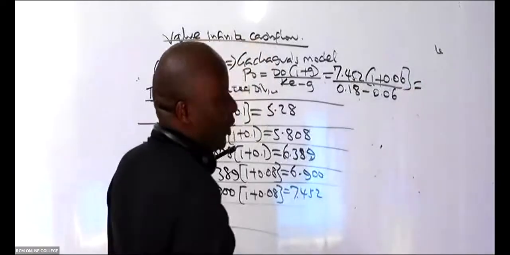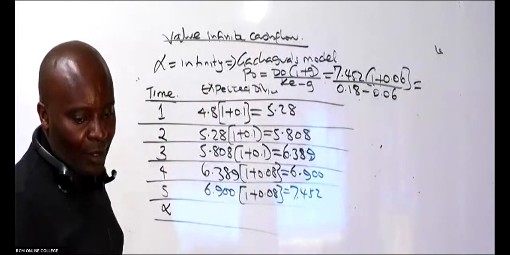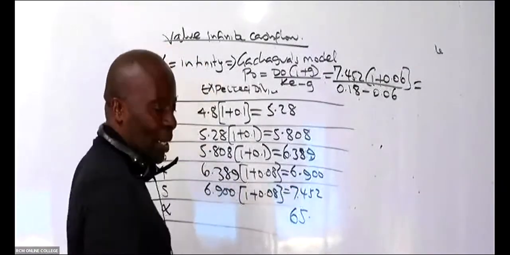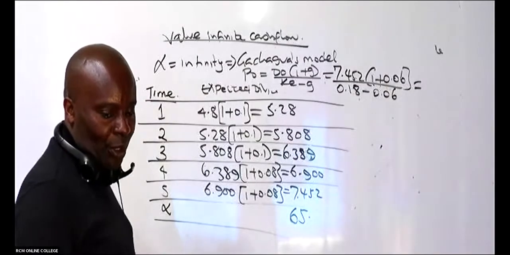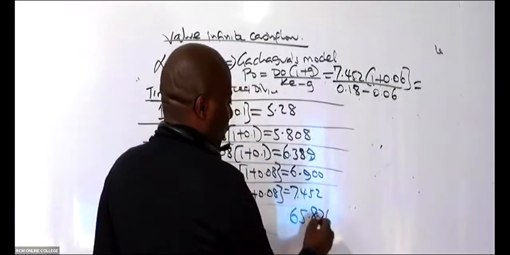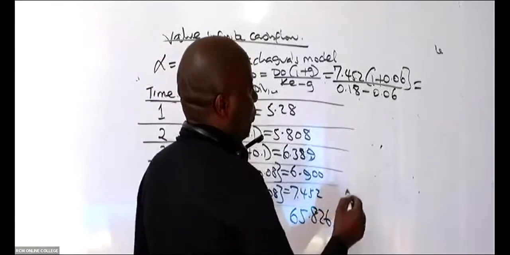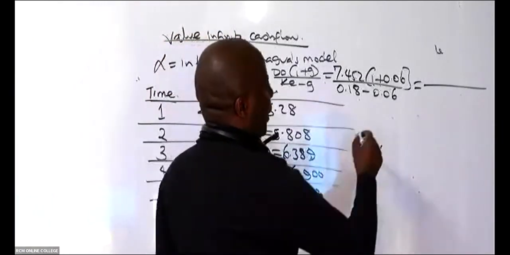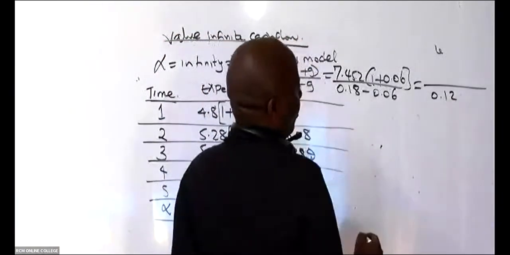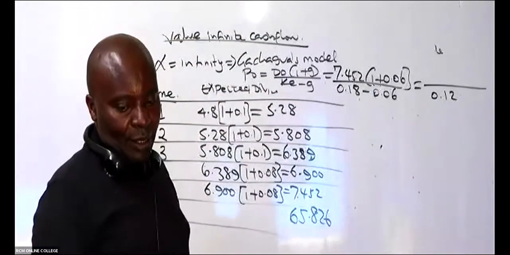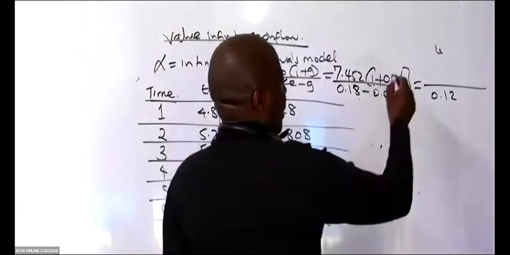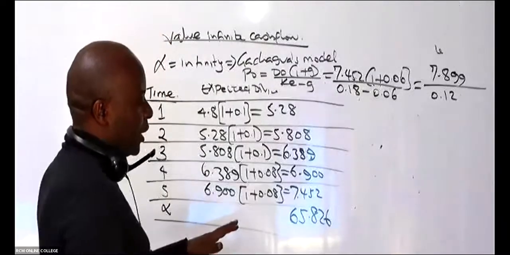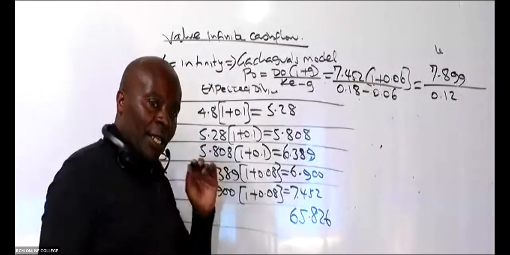Is there somebody who is able to give me the numerator here? Somebody has already gotten the final answer, 65,826. But how I wish you guys could just give me the numerator here. I know the denominator. It will be 0.12. How about the numerator? 7.899, something like that. So when you divide, you'll be able to get something quite close to this.